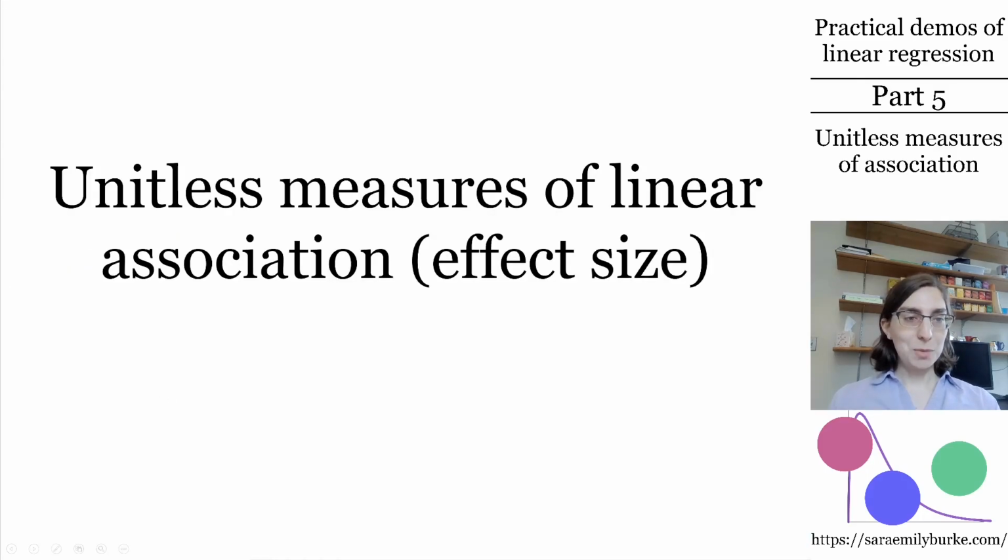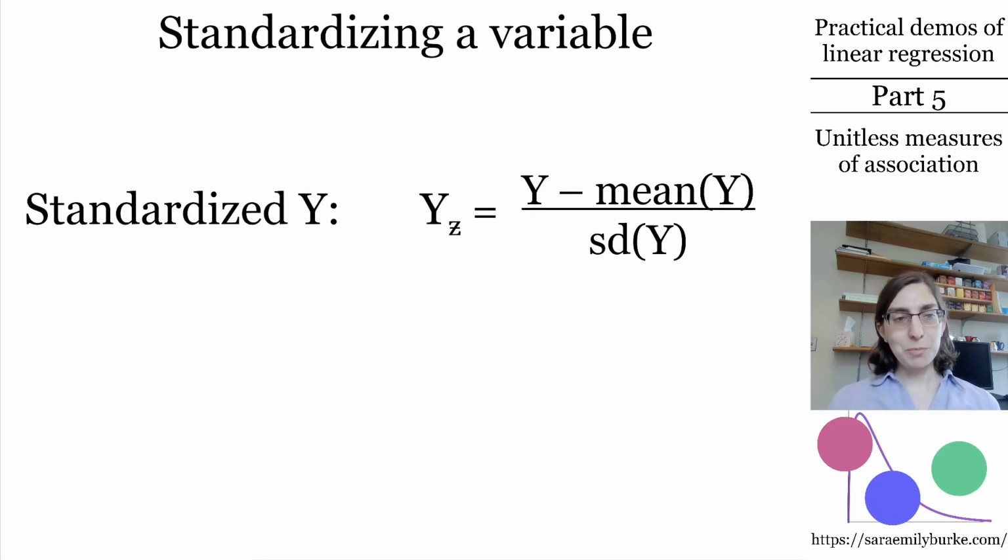So let's talk a little bit about some kinds of unitless measures of linear association or effect size for regression models. And first I want to remind you what standardizing a variable means. This is also known as z-scoring a variable, so I'm using a subscript z to represent it here. The standardized version of a variable y, which I'm calling here y sub z, is equal to y minus its own mean divided by its own standard deviation. And the result of that operation is a variable that has a mean of 0 and a standard deviation of 1.